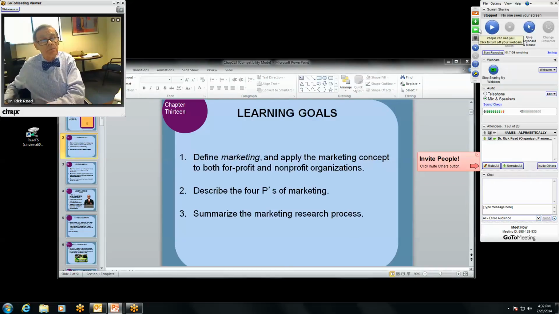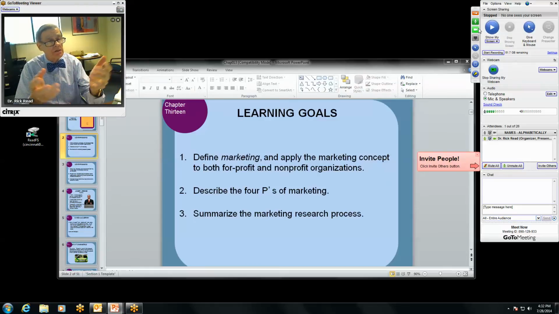Define marketing and apply the marketing concept for both profit and nonprofit organizations. Now, we're going to talk more about profit organizations here tonight than we're going to talk about nonprofit, but they both do similar types of marketing. Although remember, nonprofits are usually talking about an issue or some sort of service that they provide to a group of people to help them with issues that they're having.